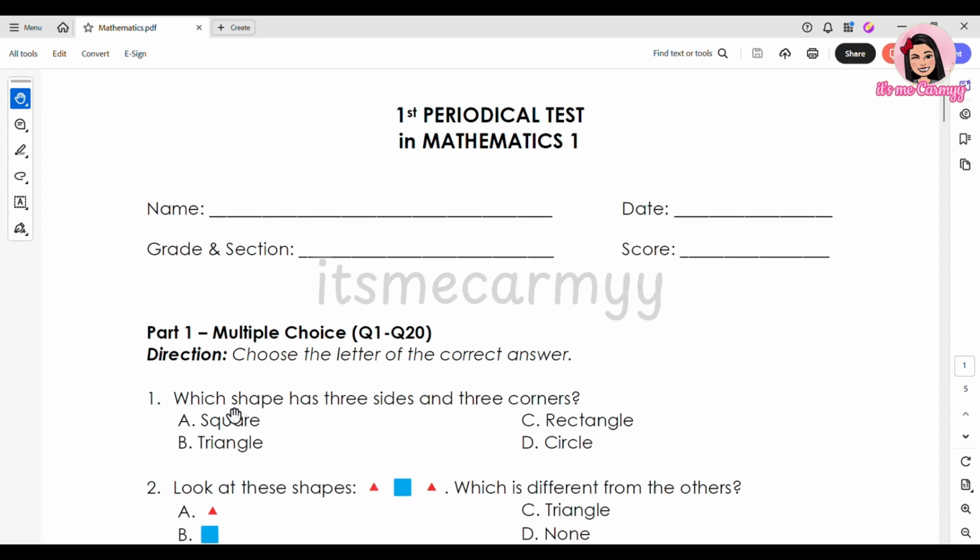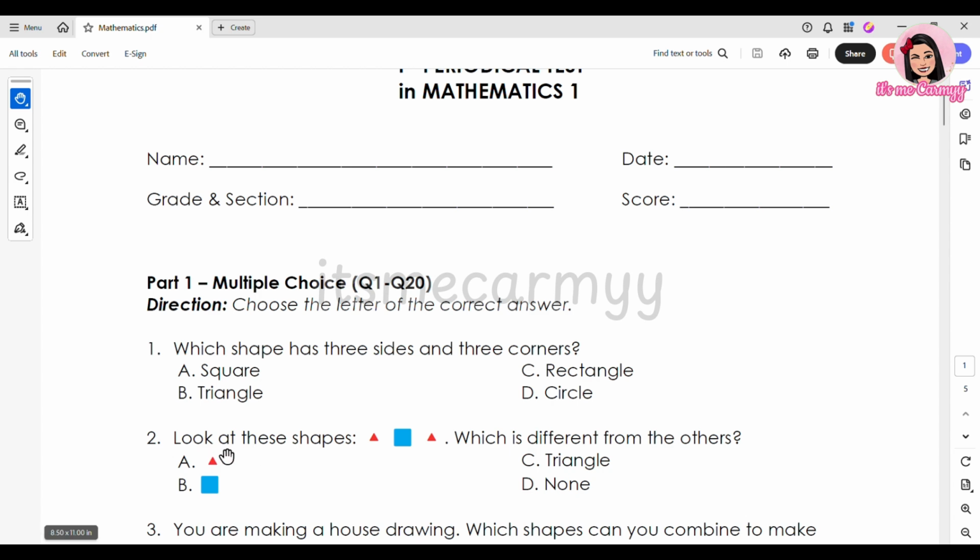1. Which shape has 3 sides and 3 corners? A. Square. B. Triangle. C. Rectangle. D. Circle. 5, 4, 3, 2, 1. The correct answer is letter B. Triangle.